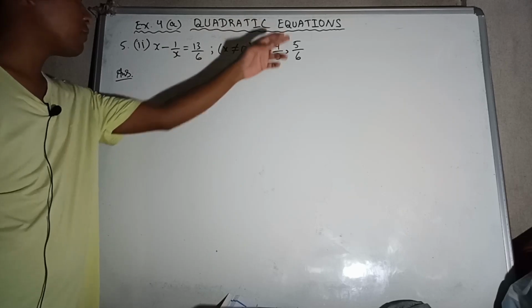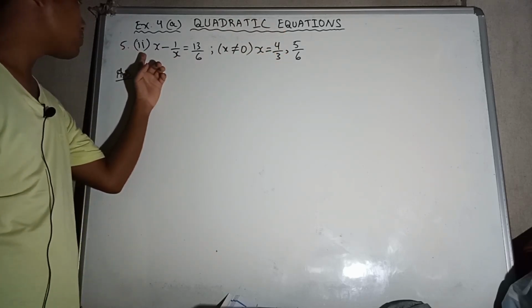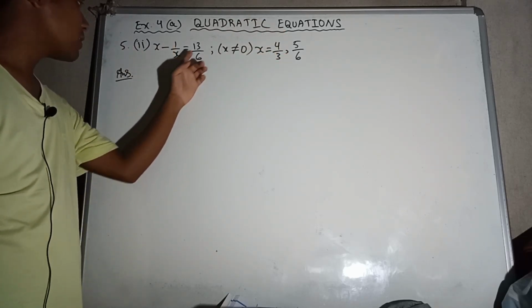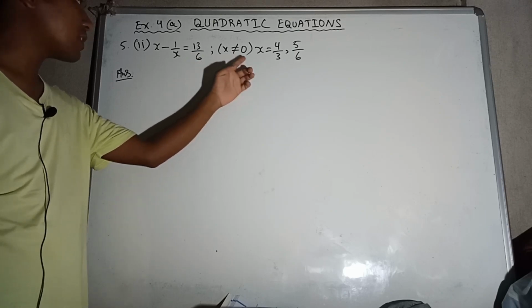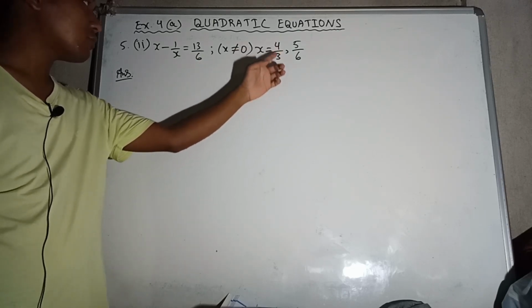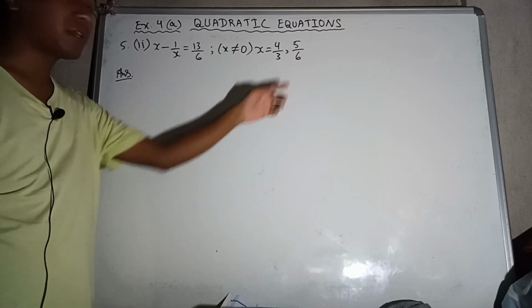Exercise 4 a, quadratic equations. Question number 5, sub number 2. x minus 1 by x is equal to 13 by 6, where x is not equal to 0, x is equal to 4 by 3 and 5 by 6.